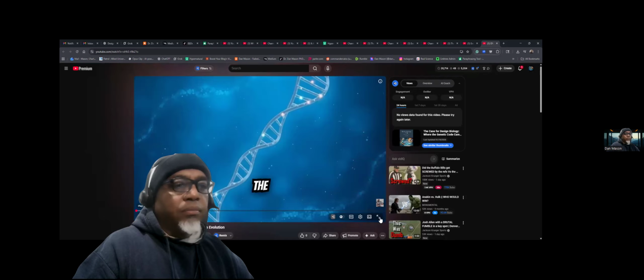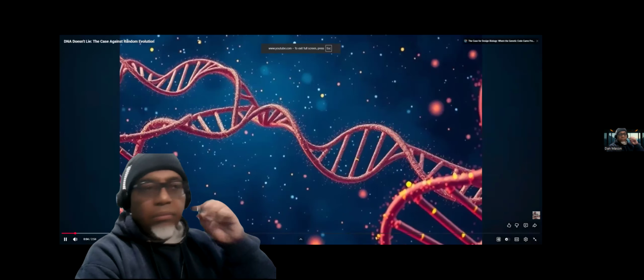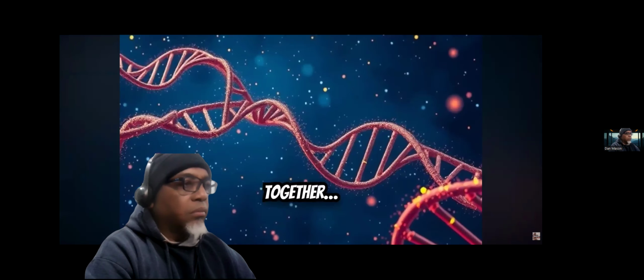The Case for Design Biology, Where the Genetic Code Came From. Part 3. Putting the Threads Together. Adding these new regions to the earlier evidence makes the case for design much stronger.